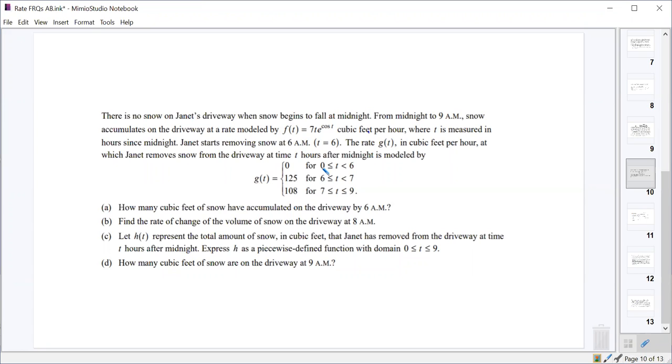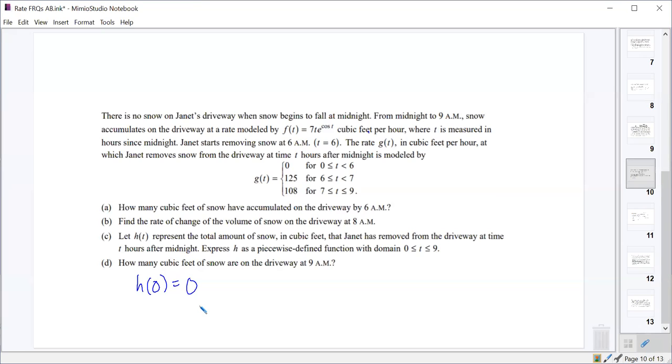So part C, they want you to write a piecewise defined function for 0 to 9. That's going to give you the total amount of snow that has accumulated. Right? Oh, no, sorry. The total amount that she has removed, not the total amount that's accumulated. I should probably read the question correctly. So the first thing we want to do when we think about this is think about what does h of 0 need to be? The initial amount needs to be 0. She has removed no snow.